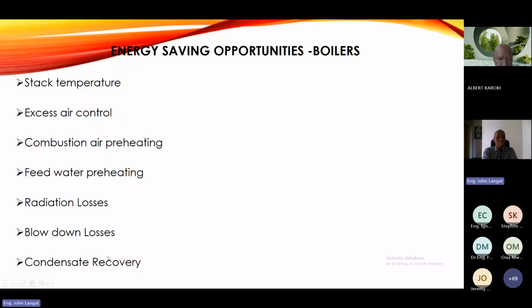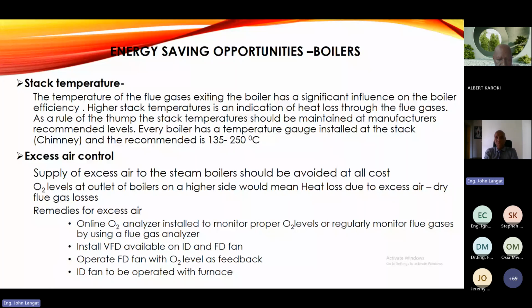So stack temperature, as I mentioned, high temperatures at the flue gases signify that some heat is being taken away from the furnace, which should have been transferred to the boiler. Basically, the recommended temperatures should be between 135 and 250. It depends on the pressure rating for the boiler, but specifically for a boiler designed to operate at 10 bar, then 135 is comfortable. But if you are talking about a 20 bar boiler, then 250 will be okay. And from experience also, Monday is a maintenance day.